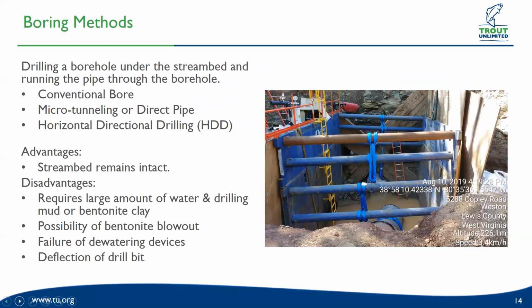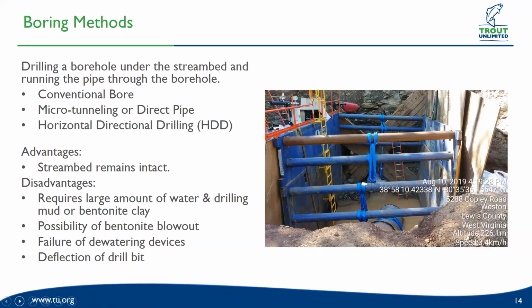So those were the dry crossing methods, and now we're going to get into some of the boring methods. So there's several different types of boring methods. And this is where you drill a borehole under the stream bed and run the pipe through the borehole. There's conventional bore, microtunneling or direct pipe, and horizontal directional drilling. So the advantage of boring over open cut is that the stream bed remains intact.